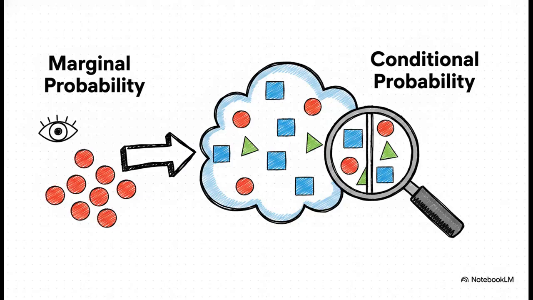So, from that God view, we can slice up the data in two main ways. On one hand, you have marginal probability. Think of this as your view from the sidelines. You're only looking at one variable and asking, what's the overall probability of this output no matter what the input was? Then you have conditional probability. This is the view from inside the data. Here you're asking, okay, given that I know what the input is, now what's the probability of the output?